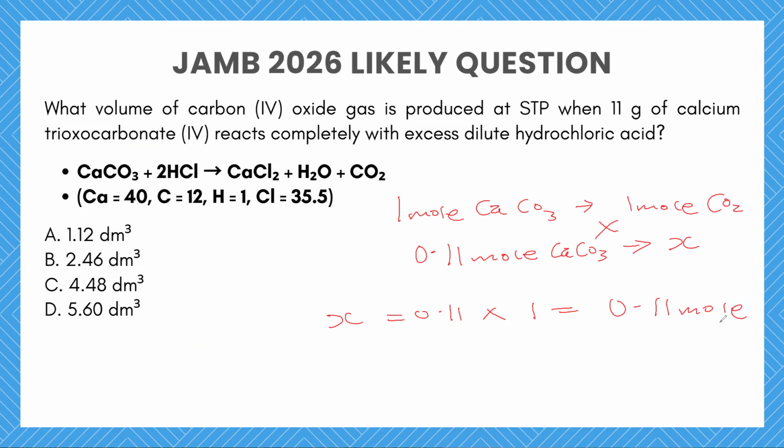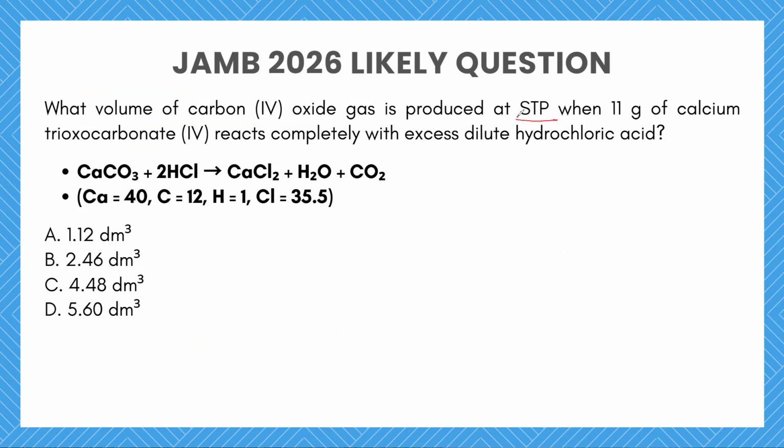So 0.11 moles of carbon dioxide was produced, but from the question we were asked to calculate our answer in terms of volume. They said, what volume of carbon 4 oxide gas? So we have to convert the number of moles into volume. The question says what volume of gas is produced at STP. Take note of that acronym: S stands for standard, T stands for temperature, and P stands for pressure.